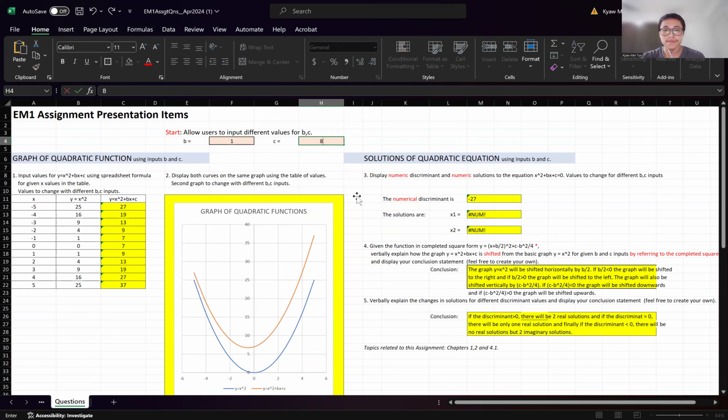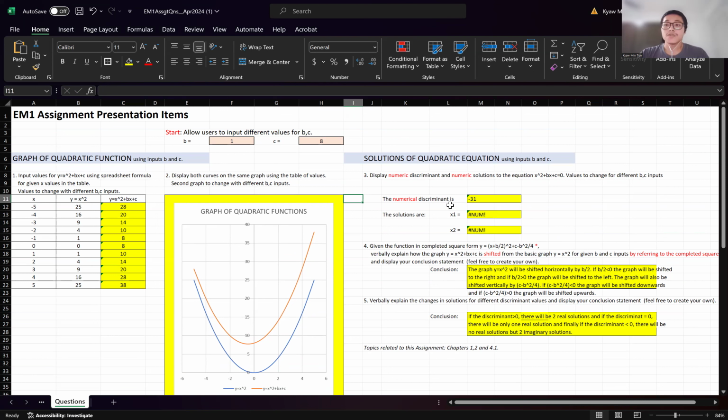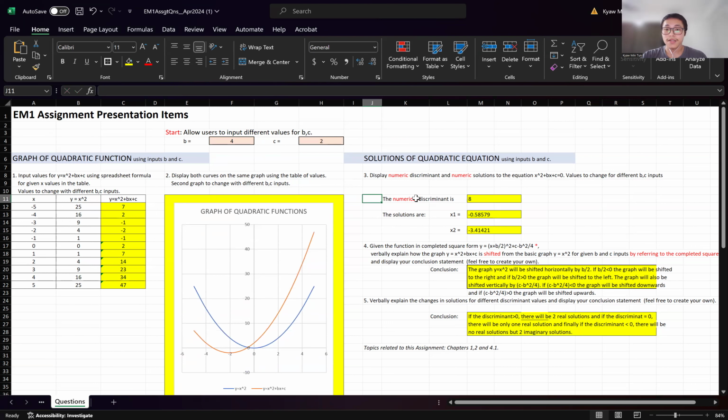And for the third question, the discriminant is equal to b squared minus 4ac. If you change the values of b and c, then the value of the discriminant and the values of the solutions will also change at the same time. If we change it just like this, then the discriminant will change and the solutions will also change as well, as you can see in here.